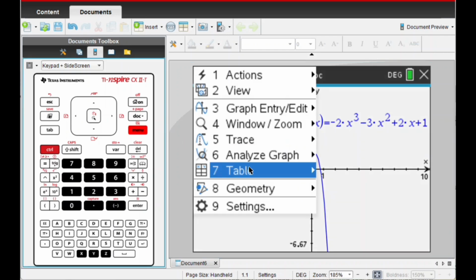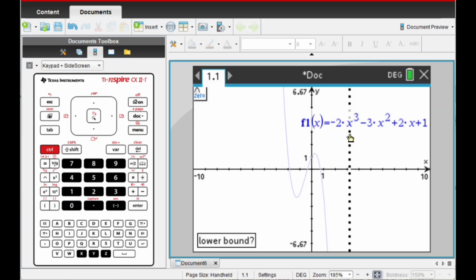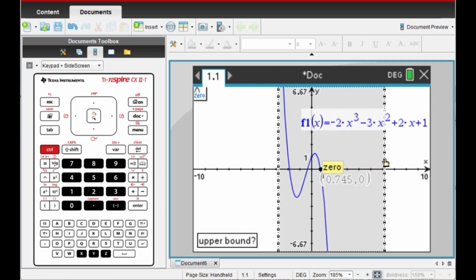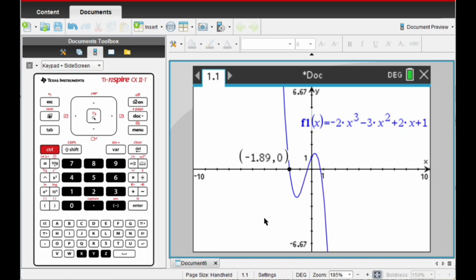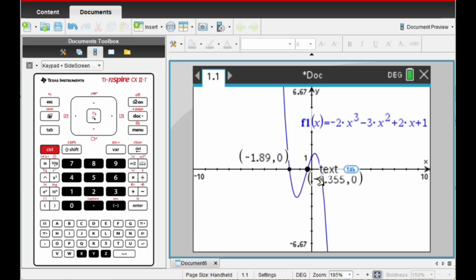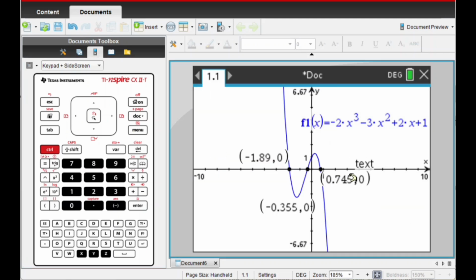To find these, we're going to go to Menu, Analyze Graph, and we go to Zero here, because remember 0 means x-intercept and the roots of the equation. We have to do each one separately. You'll see if I try and highlight all of them, it only picks up one at a time. So first one, negative 1.89. Next one, we can highlight that one, negative 0.355. And the last one is at 0.745.